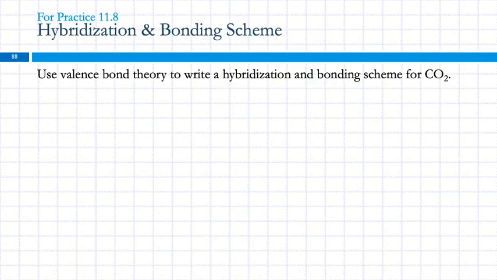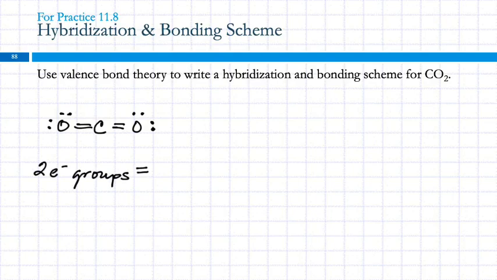Carbon dioxide. We go through the process to draw the Lewis diagram, and we come up with that. How many electron groups on the central atom? 2 electron groups. So what's the hybridization? sp.